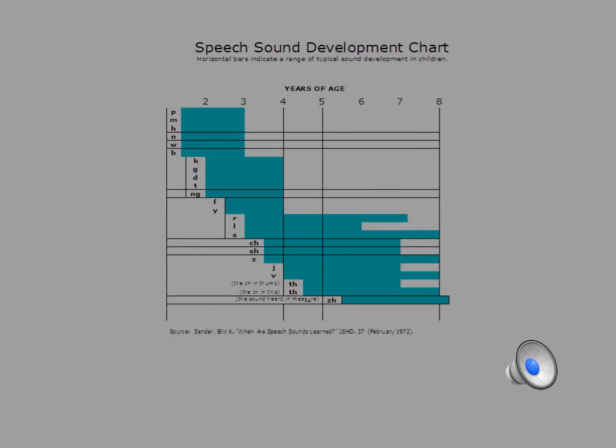So for example, with the p sound, it begins at about age 2 and should be mastered by age 3. That's the same with the m and h and b sound. So you see that those all are kind of your early sounds. They start at age 2 and go to about age 3 is when they should be mastered. At 2.5, you see this next group of sounds starts there, and then they should be mastered about age 4.